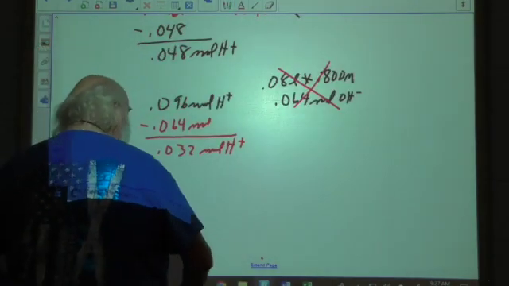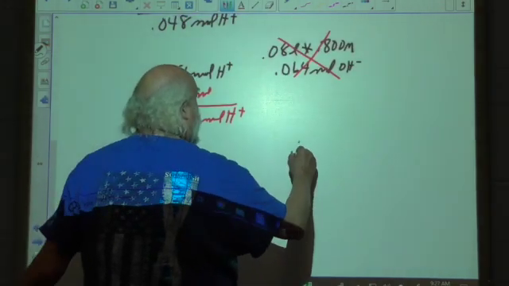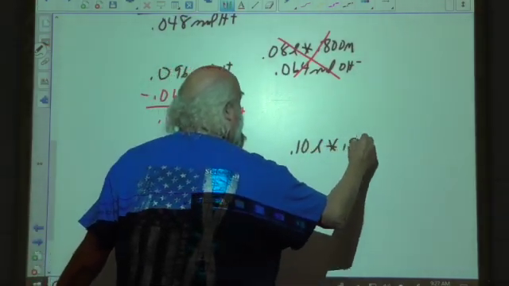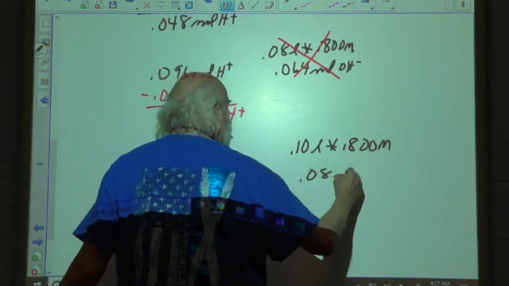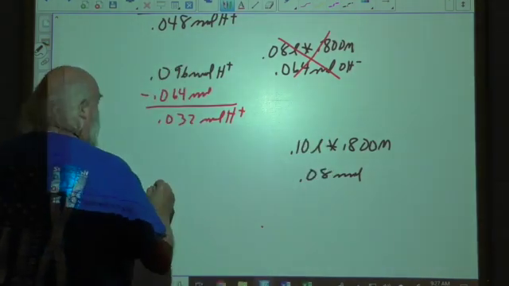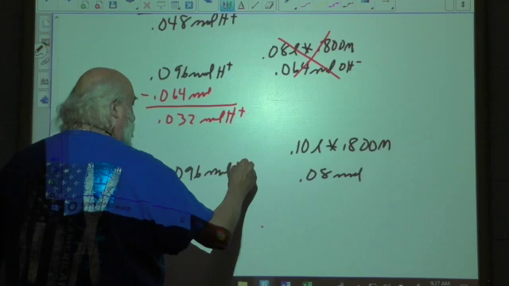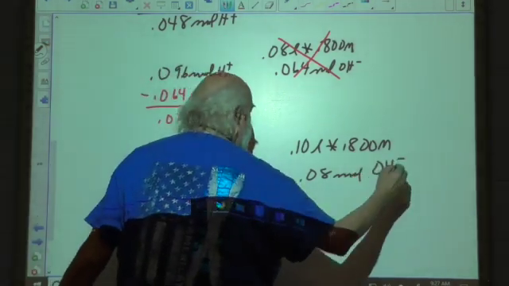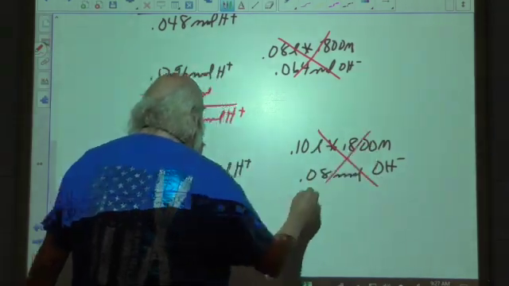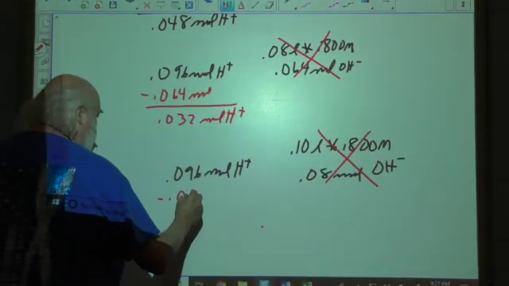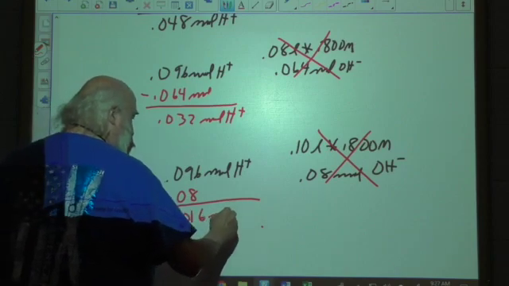So we have 0.10 liters times 0.800 moles per liter. That gives you 0.08 moles. Liters cancel out. This is still 0.096 moles of H positive. This is OH negative. This is not as much as this over here, but it's going to take out a huge chunk, 0.08, and it's going to leave us 0.016 moles of H positive left over.